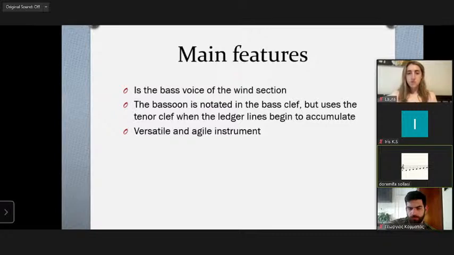That is if we are using only one member of each family, so we are not using the auxiliary instruments. If you want something more homogeneous, you can use different members of the same family. For example, you can use a B flat clarinet, or two B flat clarinets and a bass clarinet. So if you use more members of the same family, it will sound more homogeneous.